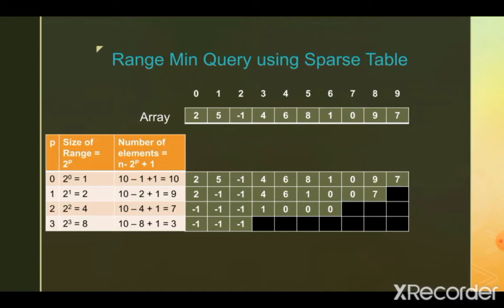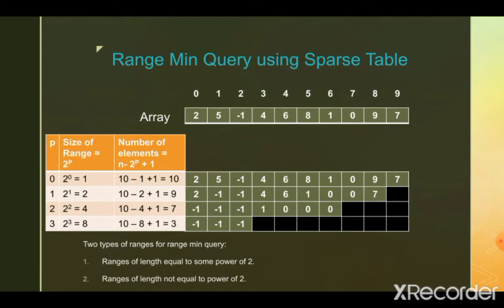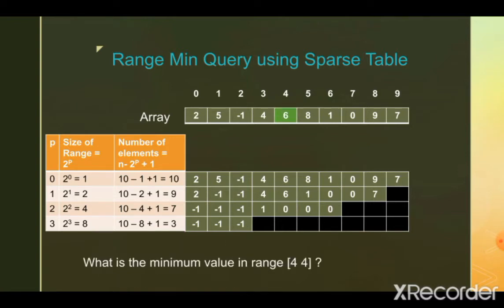Now that we have understood the structure of the sparse table data structure, let us see how a range minimum query can be processed using sparse table. Now we are going to see two types of queries, two types of ranges. First, ranges with length equal to power of 2, and second, ranges with length not equal to power of 2.